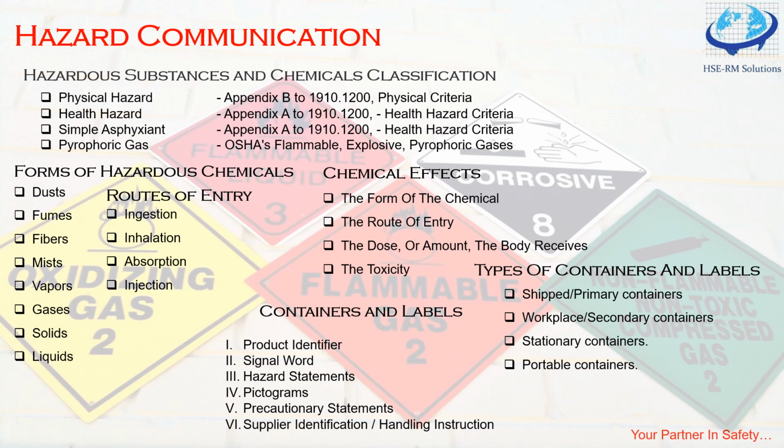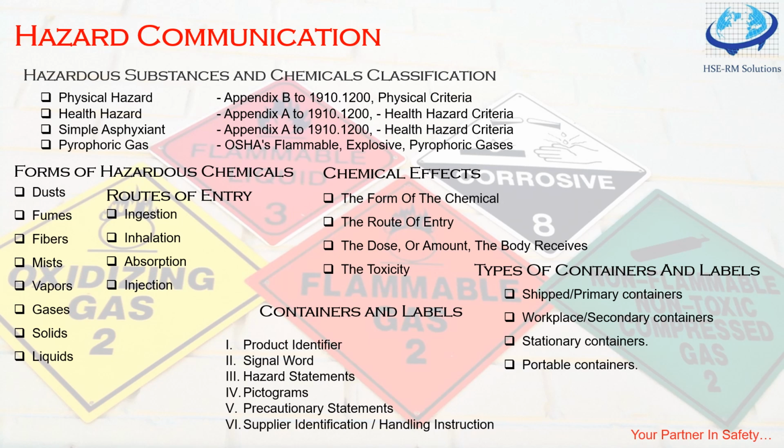So for more information, you can visit OSHA's flammable, explosive, pyrophoric gases. When you search for OSHA's flammable, explosive, pyrophoric gases, you will get the information from there also. Correct? Now, let us discuss the forms of hazardous chemicals.